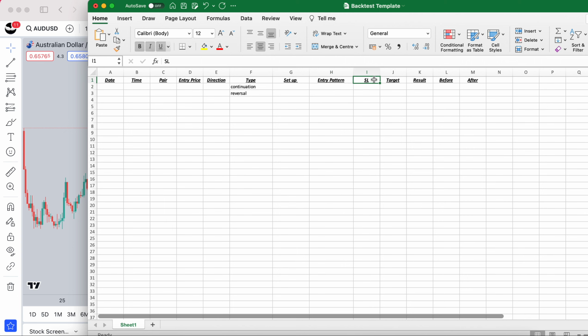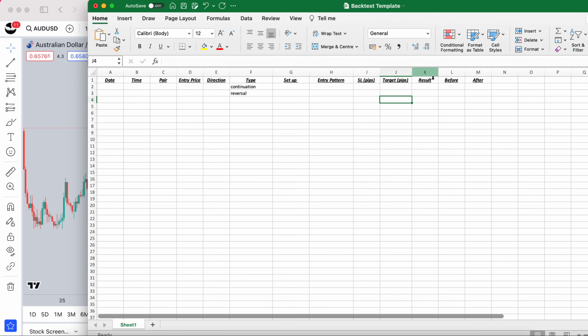So your stop loss is going to be in pips. I should definitely add that in there. Your target is also going to be in pips. So let me have a look here. Give me a second. Okay, there we go. Increase that a little bit. And then your result is going to be in R. So we all know what R multiples are. We're going to go into it in a little bit, but this is what I would recommend you guys do.